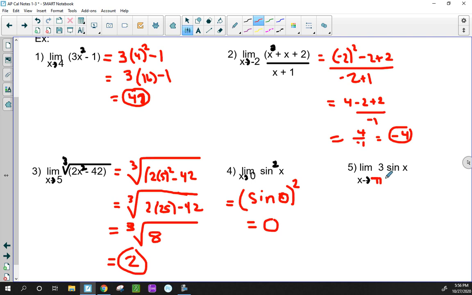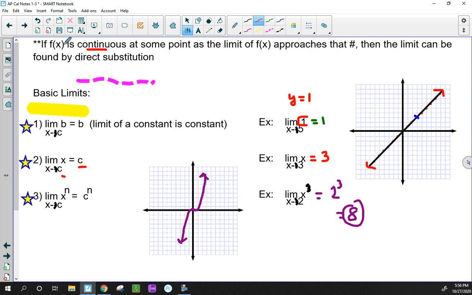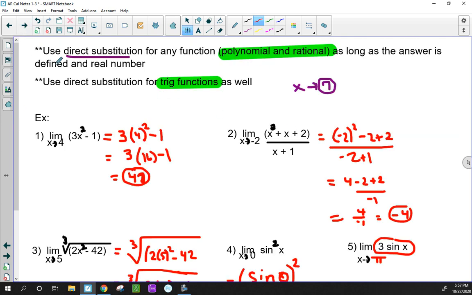And then the last one: find the limit of 3 sine x as x approaches pi. Then you would show work by direct substitution, and again make sure that you understand that continuity statement from the last slide, which is very important. If f of x is continuous at some point, and the limit of f of x approaches that number, then you can use direct substitution.